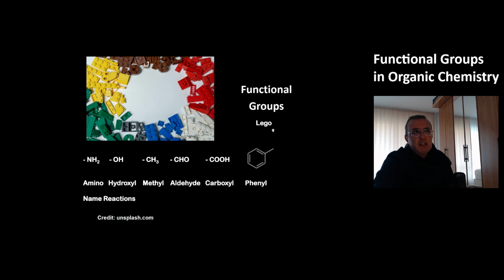Functional groups are like Lego. They are the connection points of these Lego bricks. For example, you have the amino group, NH2, OH, the hydroxyl group, the methyl group, SCH3, the aldehyde group, CHO, the carboxyl group, or the phenyl group. And there are known reactions, called name reactions. You can use these reactions to build structures, add functional groups and build bigger structures.